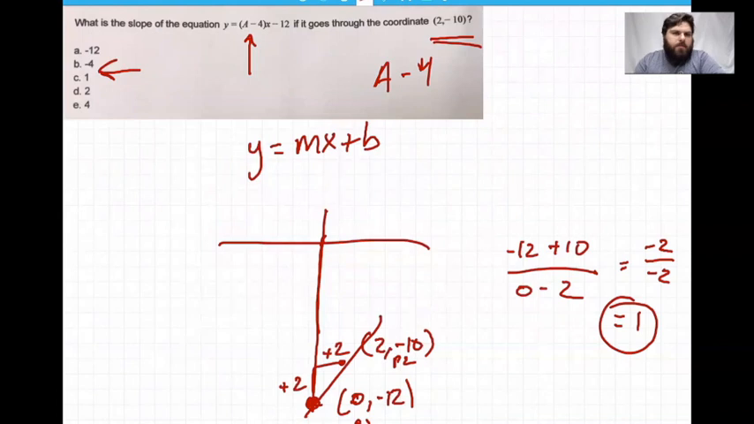Another way to do that problem. So this one's doable. You just got to really know what you're doing. You got to be confident. You got to know to look at this and say, oh, y is solved for. I've got something in front of x, and I've got something by itself. That tells me what I need to know, that this negative 12 is the y-intercept.